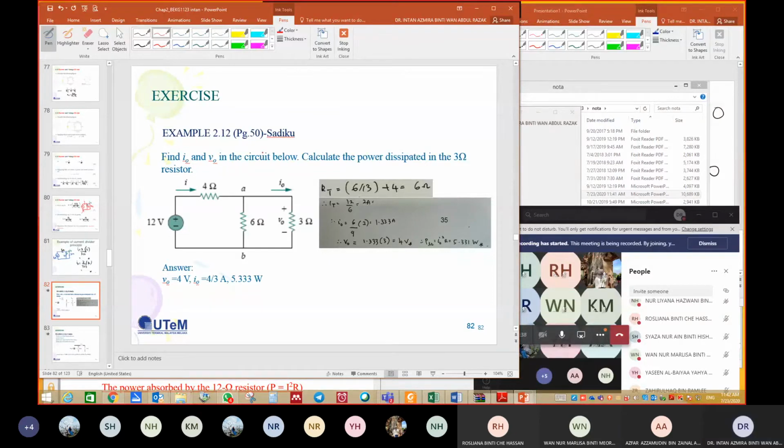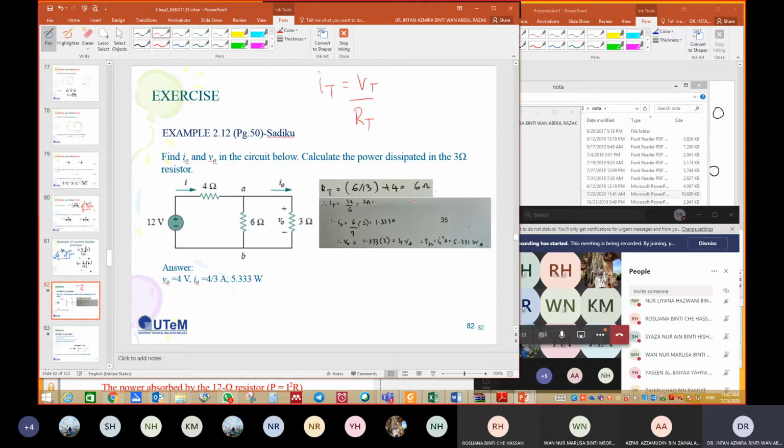I total must be V total divided by R total. So now we have to find the R total. How about V naught? When we get the I naught, we can find the V naught. So we should find R total first. R total is, start from here, 6 parallel with 3 and then add with 4. Any question up to here? And we get 6.